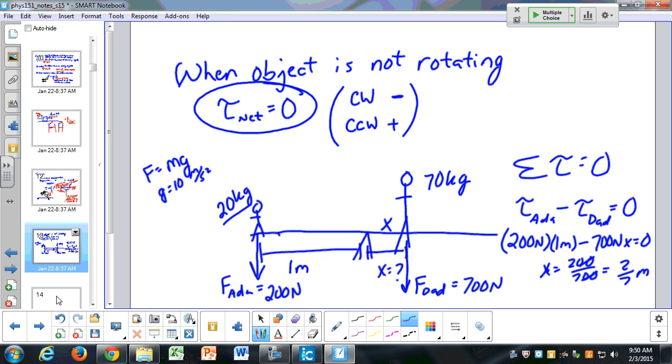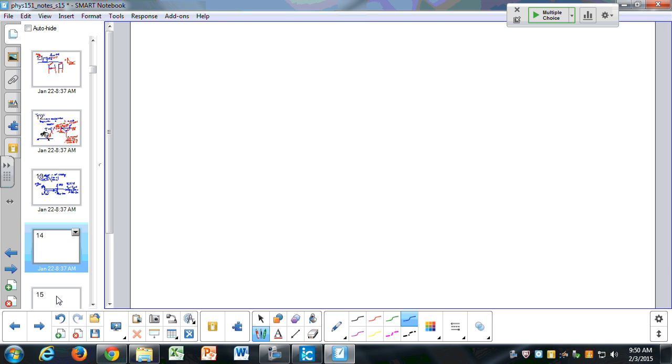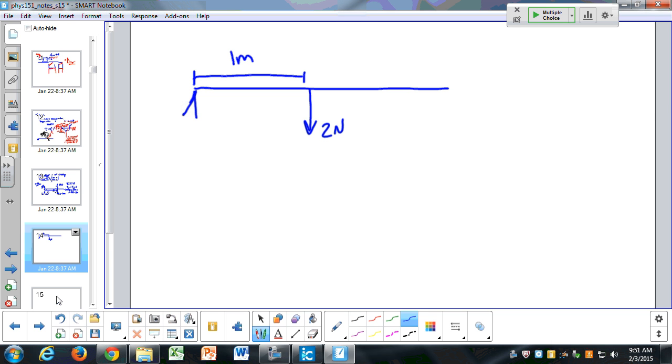Right, so I'm just going to write it. You'll need your clicker. Let's say that we have a situation like this. I have a moment arm. Let's say that I have a force of 2 newtons. It's acting at 1 meter from the moment arm.